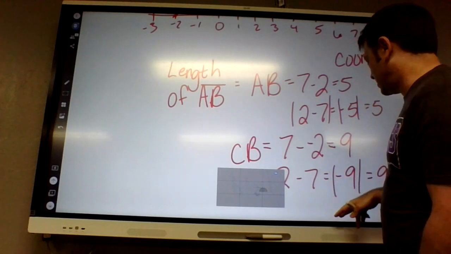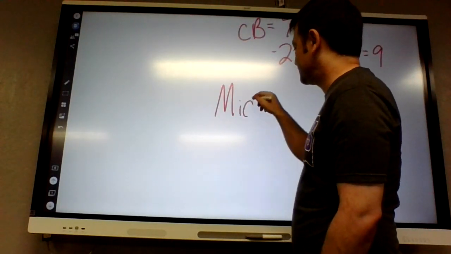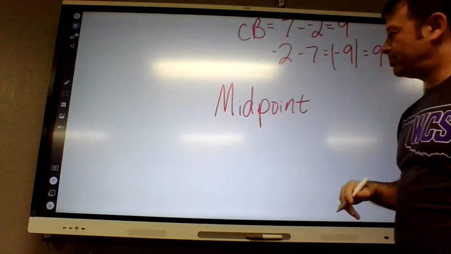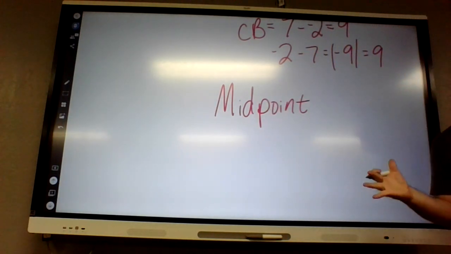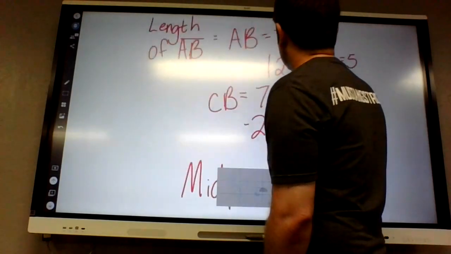Okay, another thing we're talking about today is midpoint. Guess what that means? Point in the middle. The midpoint is going to be between, like, let's say, what letters did I use up here?